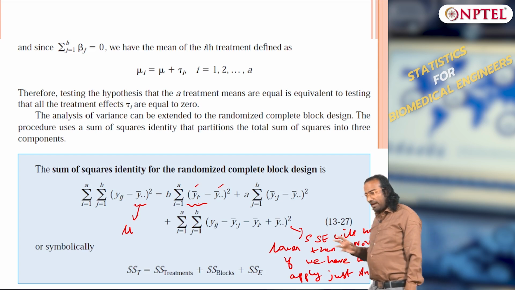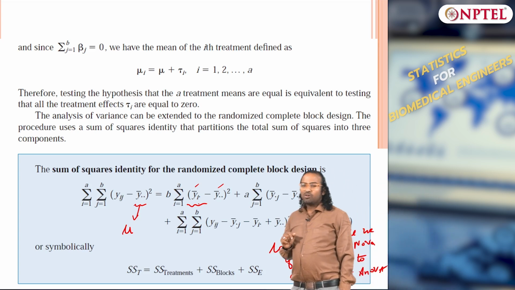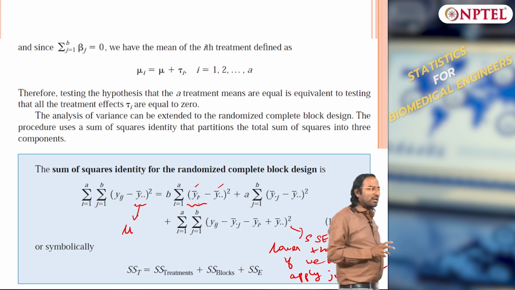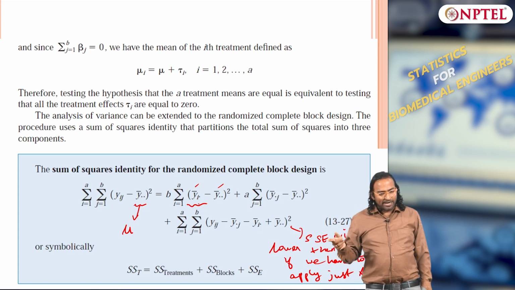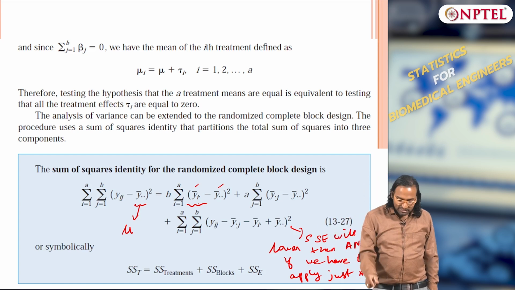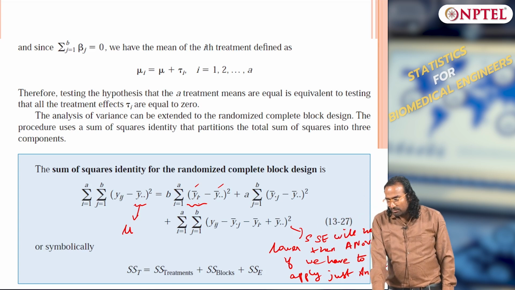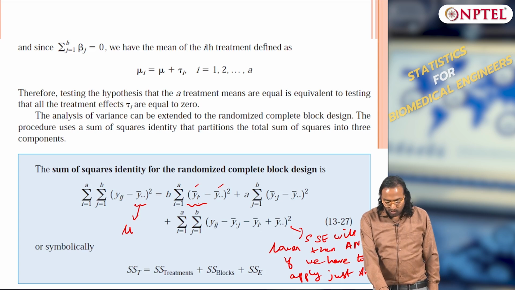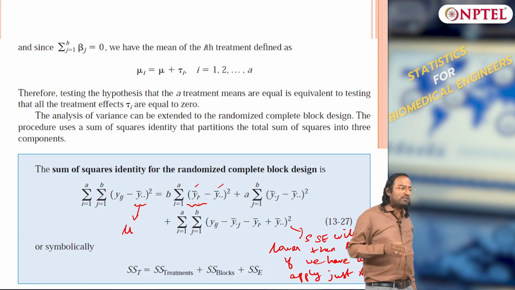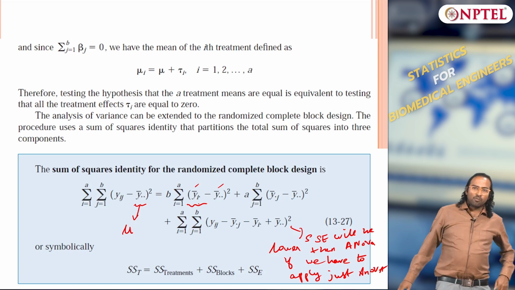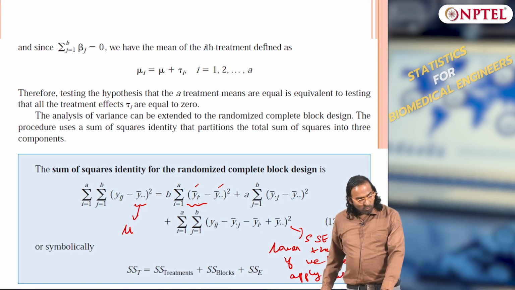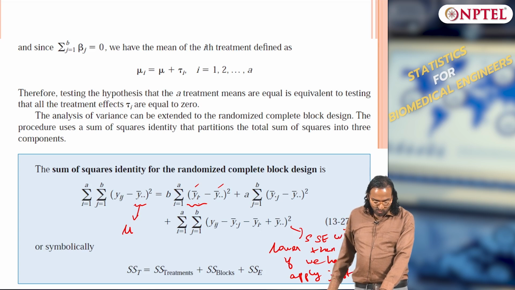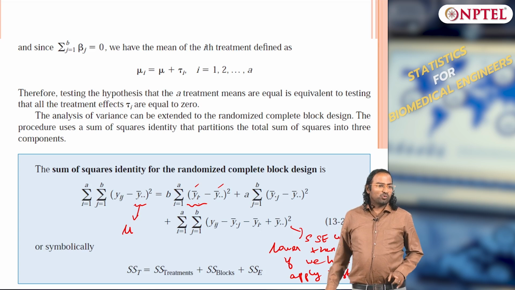The second term is the sum square block. So the sum square block is summation along all the columns, y dot j bar minus y bar dot dot, the whole square. This is the variation due to blocking column wise, and multiplied for all rows will give you the total sum square block. And what is sum squared error? It is yij minus y dot j bar minus y dot i bar plus y dot dot, the whole square.